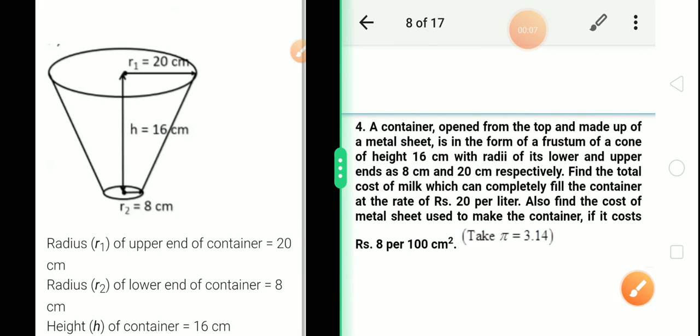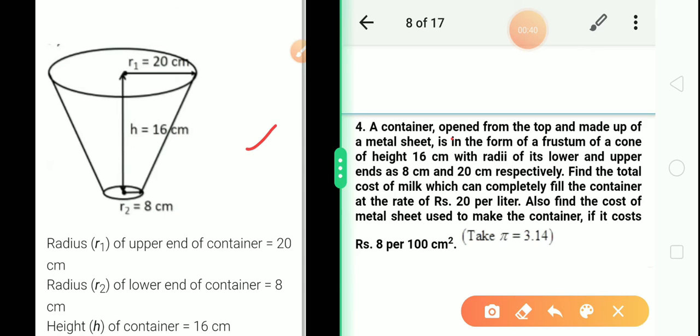Question 4. A container open from the top and made up of a metal sheet is in the form of a frustum of a cone of height 16 cm with radii of its lower and upper ends 8 cm and 20 cm respectively. Find the total cost of milk which can completely fill the container at the rate of Rs 20 per liter. Also find the cost of metal sheet used to make the container if it costs Rs 8 per 100 cm square. Use pi 3.14. Please see the solution on the left hand side.